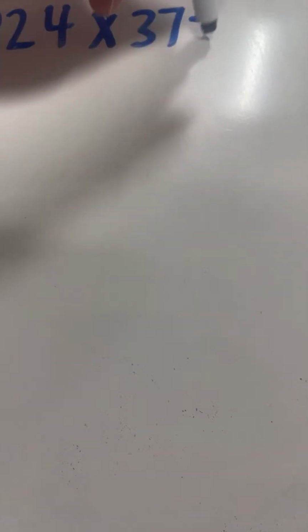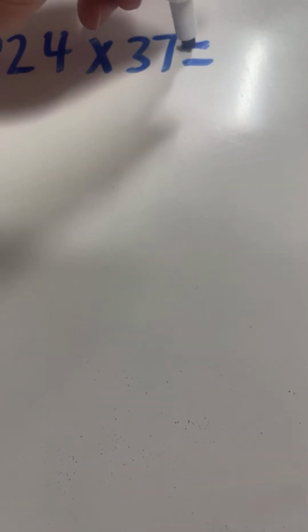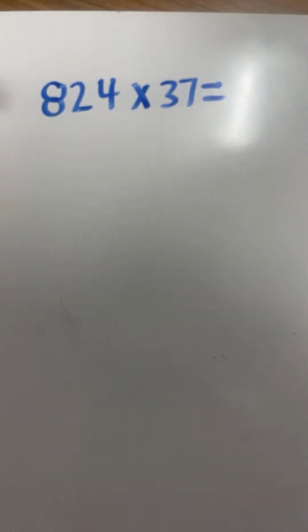So this is 3-digit by 2-digit multiplication, and this is actually called the Lattice method. Same problems as my last live stream, but the method is a little bit different. All right. 824 times 37 is going to be my next example problem. So I'm going to show you how to solve this from the beginning.